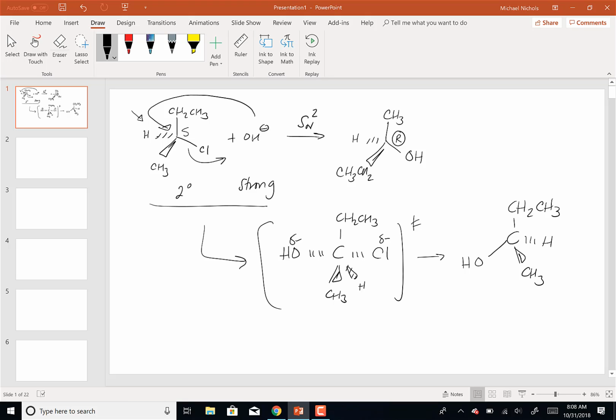So I will check the final configuration. If the final configuration didn't change, if it's still S, then there's a half deduction there. Basically, the starting step is worth 5, the transition state's worth 5, and the final product's worth 5. So if you have the wrong configuration here, you get 2.5 instead of 5. Why do they invert? Because this is the backside attack.